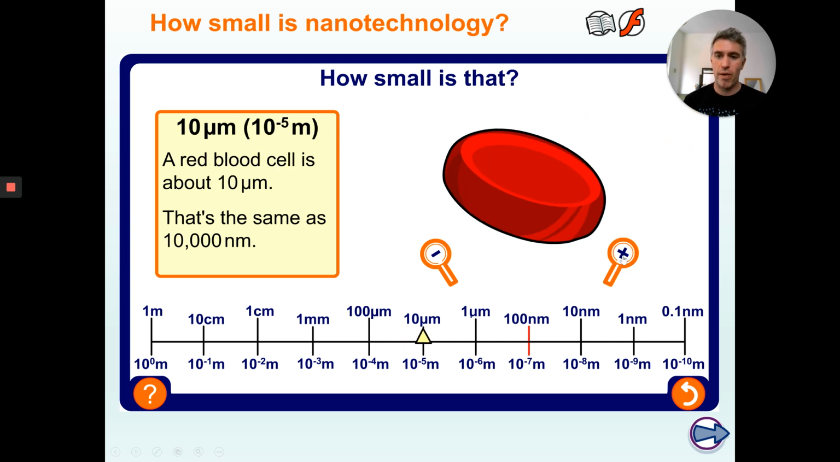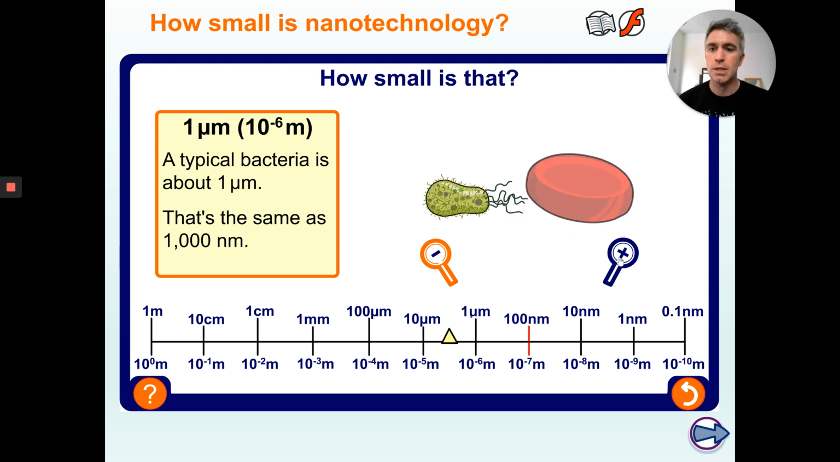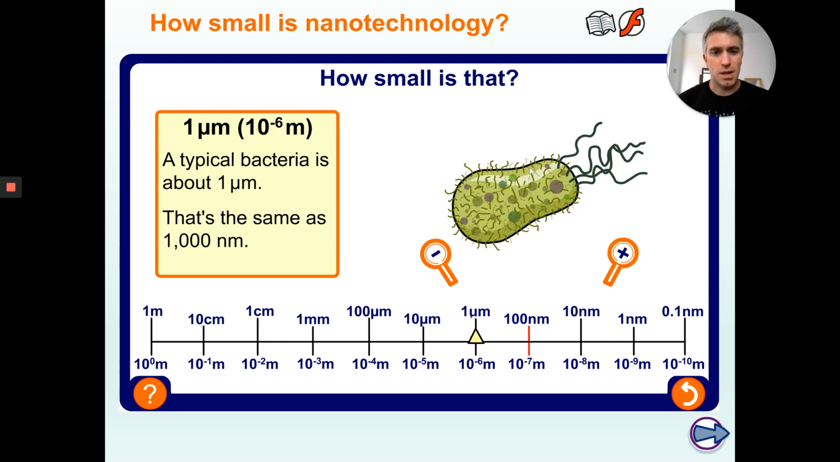What's the next one? This delicious looking red donut. That's actually a red blood cell. 10 micrometers. 10,000 nanometers. Where do we go next? Where's the mouse gone? Who knows? There it is. A bacteria. Oh, look at that hair. It looks like a bogey that's been rolled in hair. That is 1 micrometer. 1,000 nanometers.